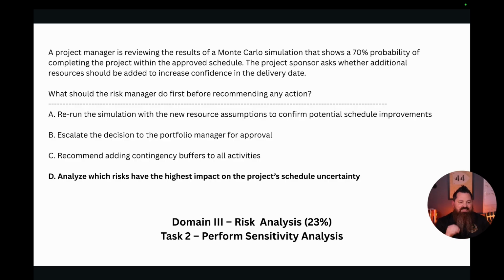Our answer is D. Analyze which risks have the highest impact on the project schedule uncertainty. Now you might be asking, Russ, why is it not A? Well, A, running the new simulation, it's a good idea, but we don't actually know what variables are driving this uncertainty right now. So we need to understand the sensitivity drivers behind what we're actually doing. Because if we just start throwing new resources in there, that's great, but it might not actually be the root of the problem that's causing the 70% probability.